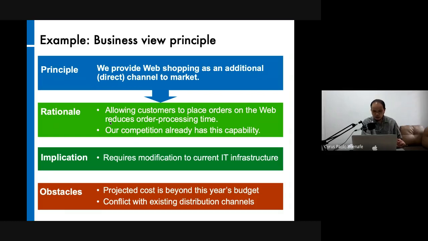Now, your obstacles typically refer to the risks related to the implications. So that's why both of them are connected. Now, given these two elements together, then you'll have a specific action in mind, which can be varied.